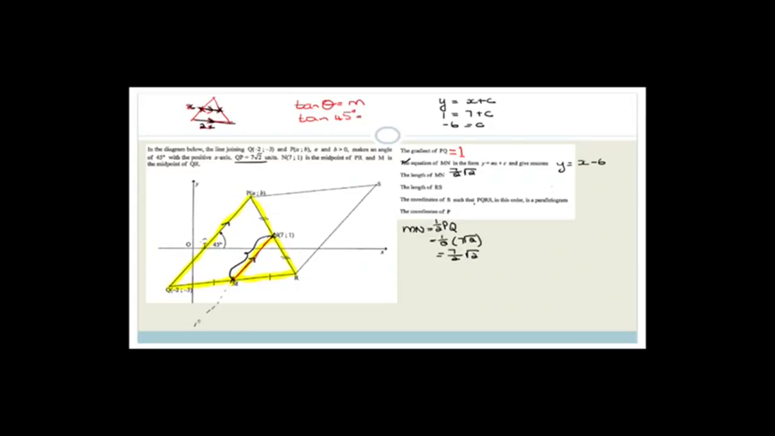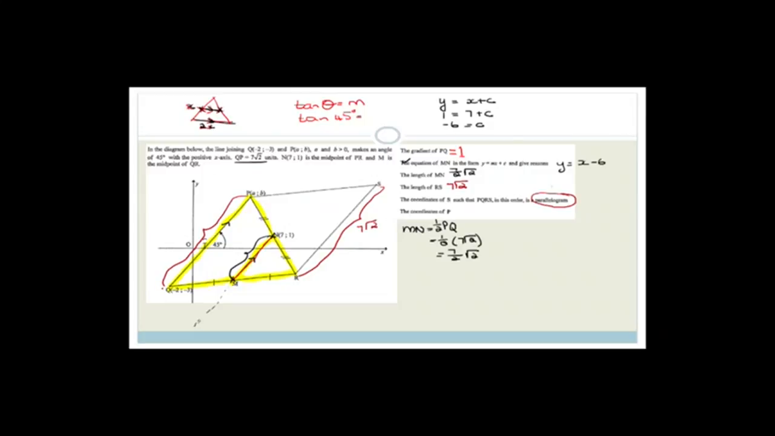So I don't know if they assumed that we should have seen that this should have been a parallelogram. Okay, so therefore, if this is a parallelogram, do you agree that SR should be the same length as QP, and therefore that is going to be 7 root 2? Nowhere in here before this did they say they're making it a parallelogram. So I think that they're assuming that we should have read it. Now they say they want the coordinates of S such that PQRS in this order is a parallelogram. PQRS. Okay, so we know the length of this is 7 root 2.